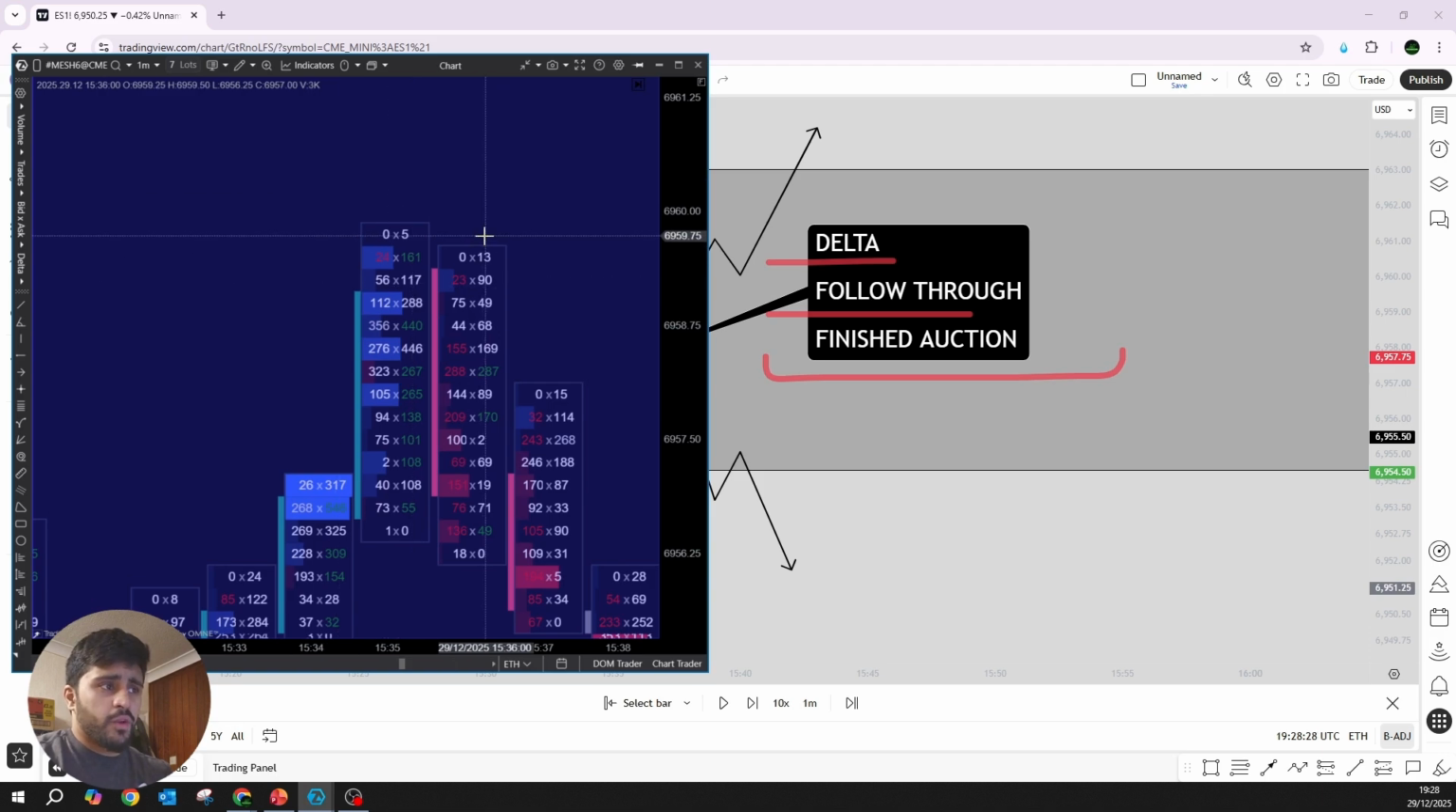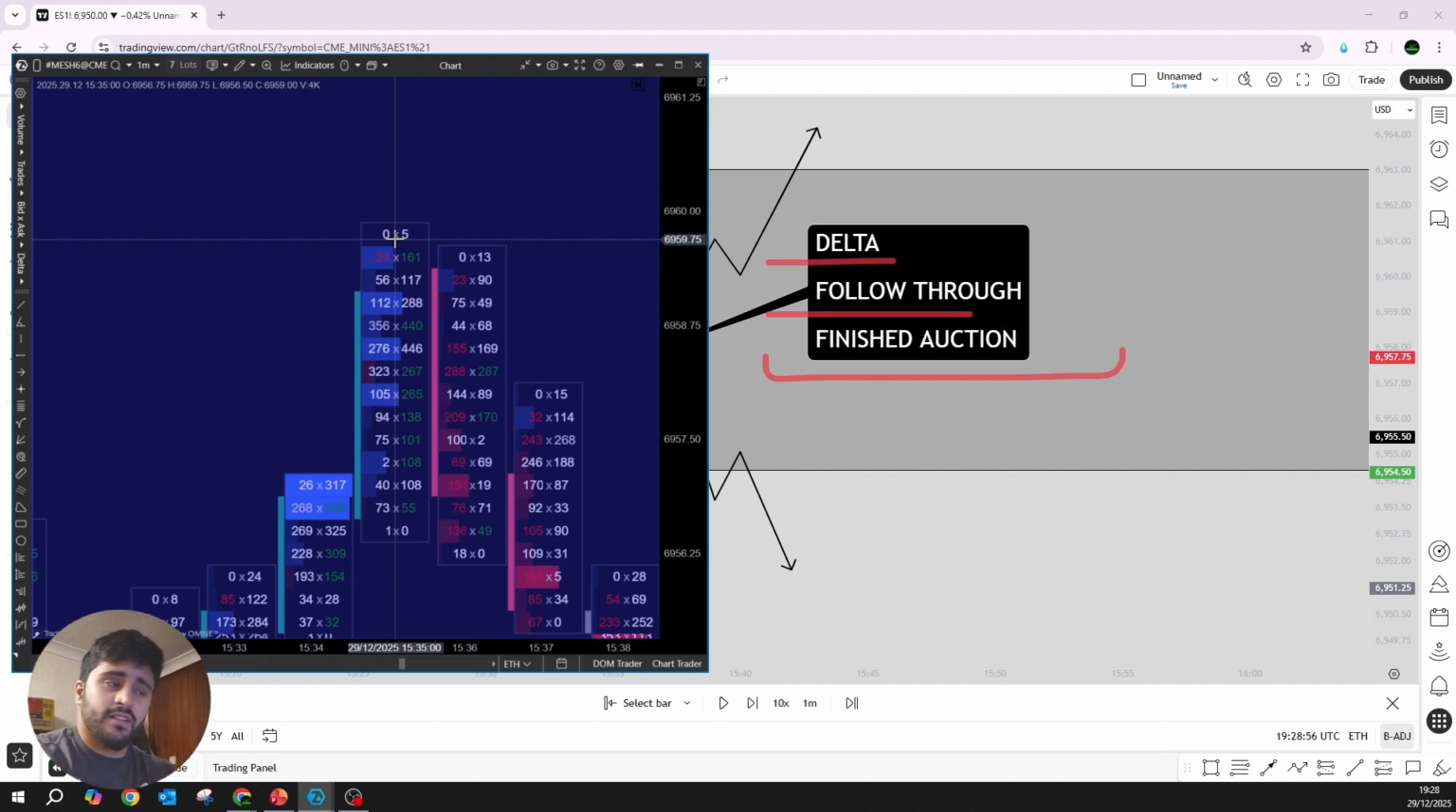Zero over here. Now, when you see a zero, this is at, call it, 69.60 or 69.59. When you see a finished auction, what that means, specifically here, if you take 0 for 5, is there are 0 market participants hitting the bid, and there are 5 market participants hitting the ask. Now, when you see a 0, that's called a finished auction, which means that buyers and sellers are no longer really interested in trading at that price.